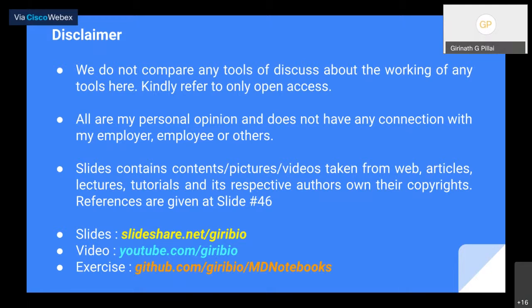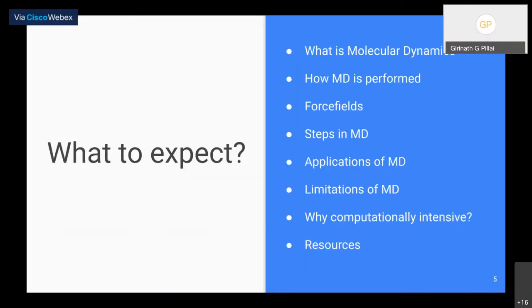Only thing you have to look at is only the parameters which suit your system. Anyway, what to expect today? As I already told you, how MD is performed, what the force fields are, what the steps are, applications, limitations, why it is computationally intensive, and what resources are available.